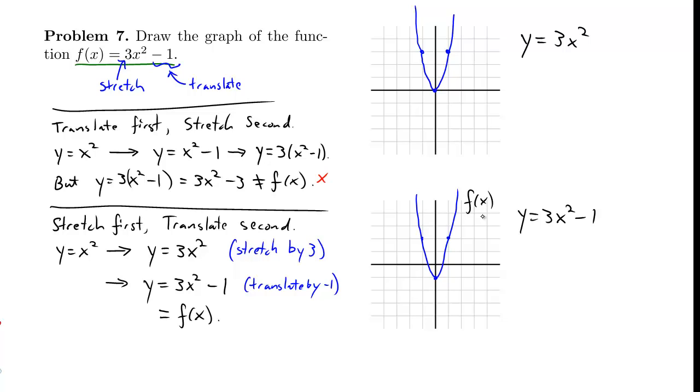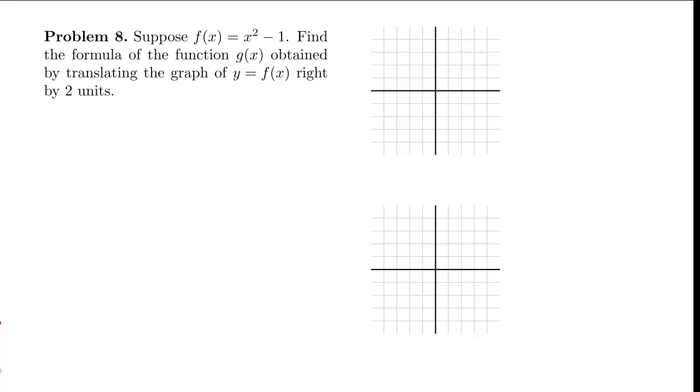Now we've covered both vertical translations and vertical stretches. We'll see in the next two problems that formulas for horizontal translation and horizontal stretches are a little more complicated. Problem 8 asks us to translate f of x equals x squared minus 1 to the right by 2 units and write out the formula for this new function. Let's quickly draw the graph of what this would look like.